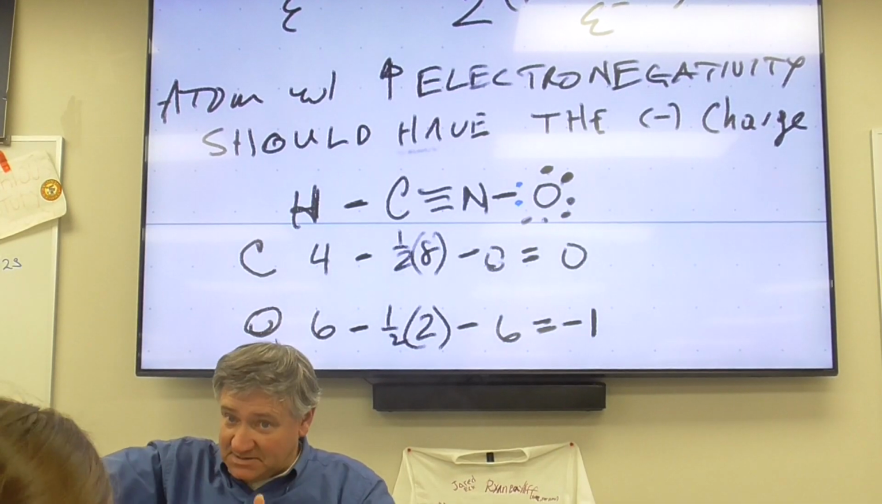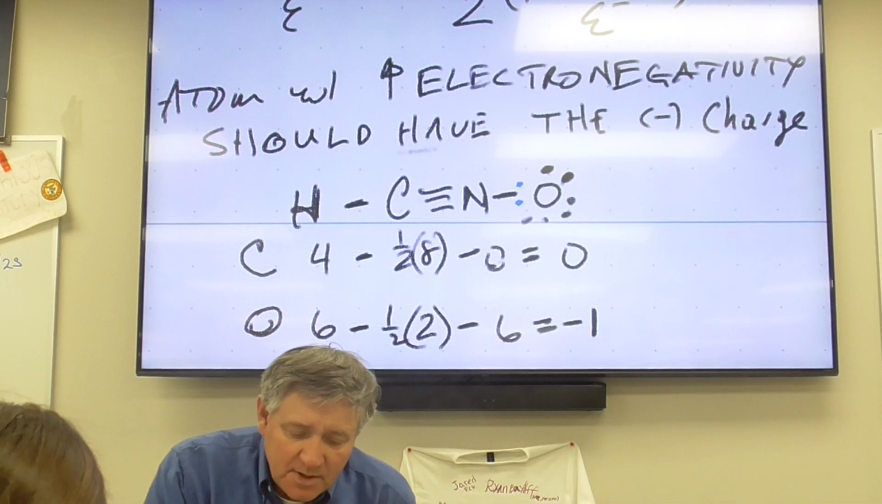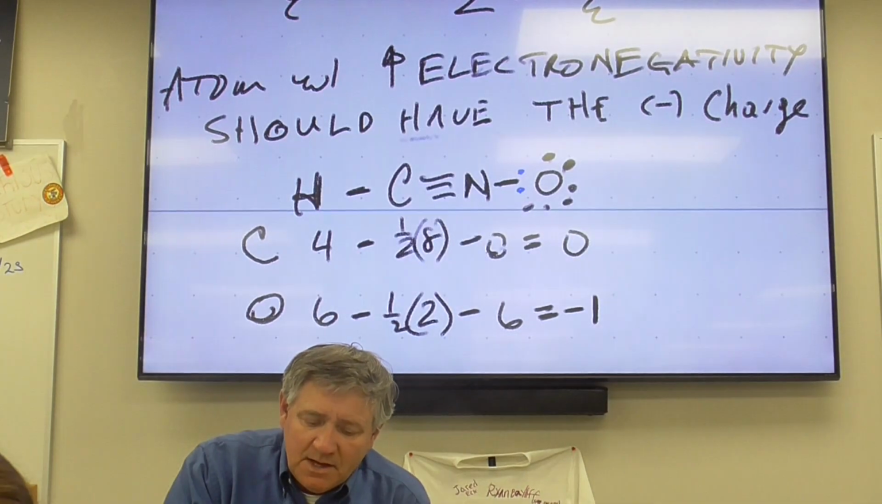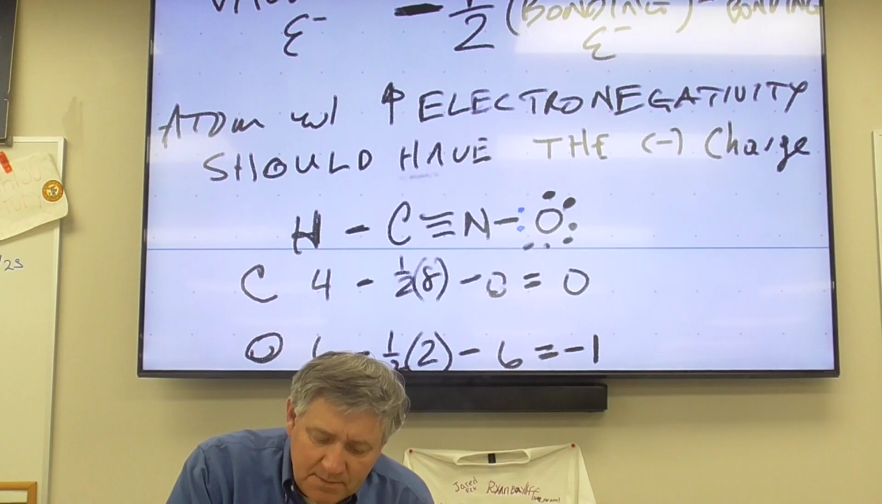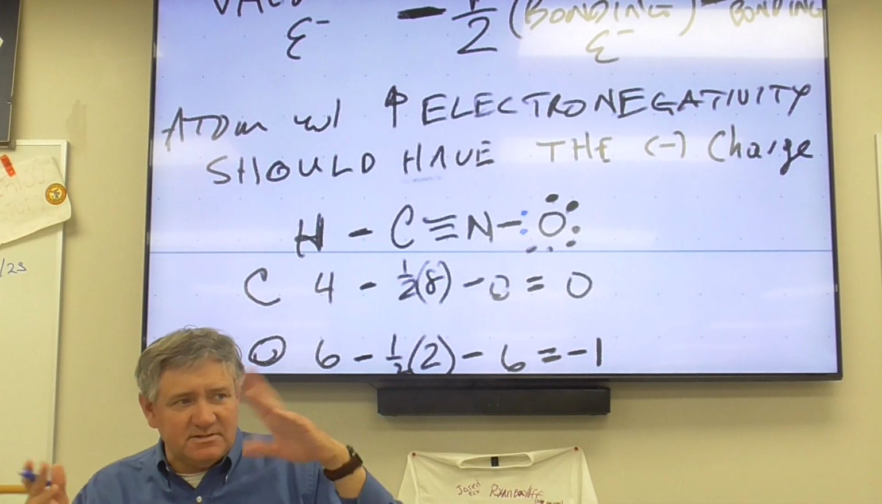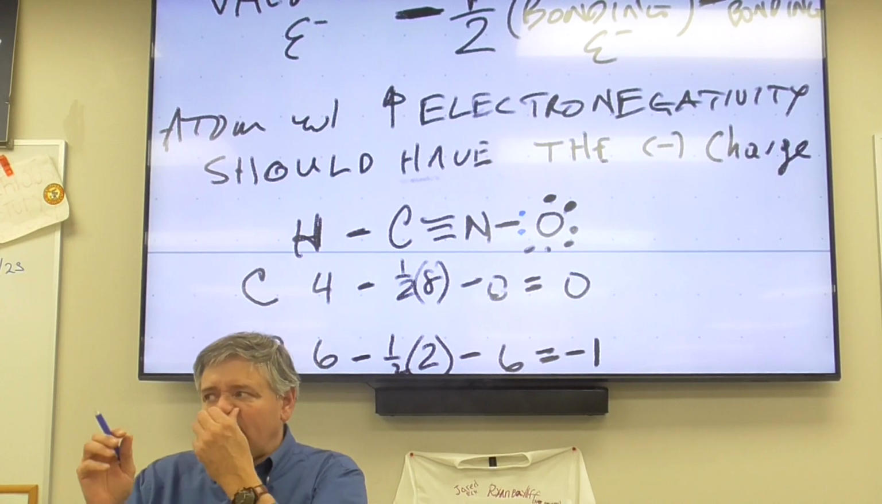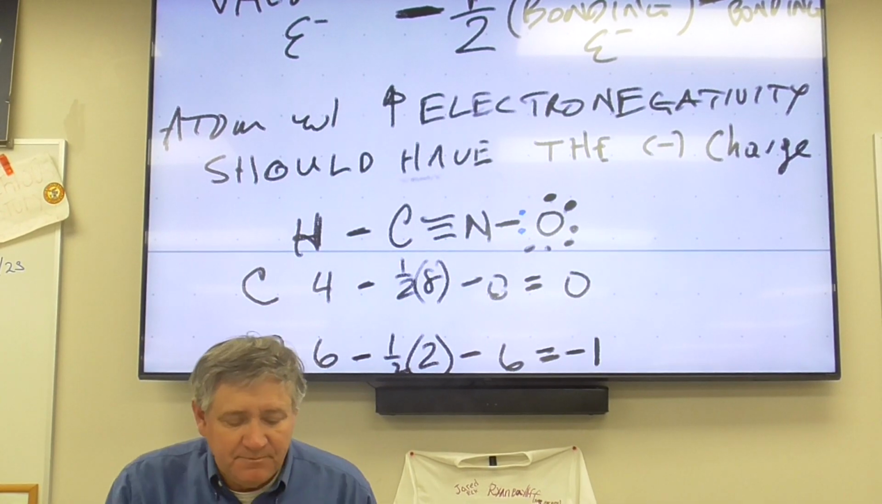Okay? Makes sense. So the first thing I'm going to do is count the number of valence electrons. I'm not going to worry about the hydrogen because the hydrogen only has 1 electron. Typically, what you worry about are the ones that are going to change.